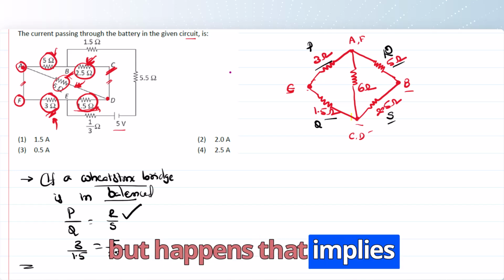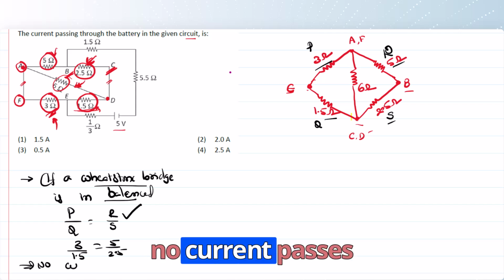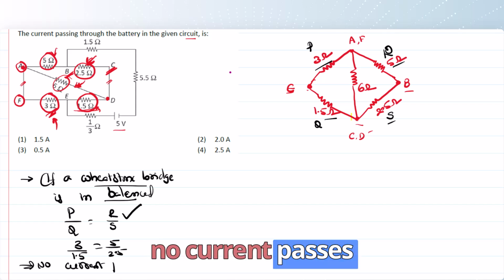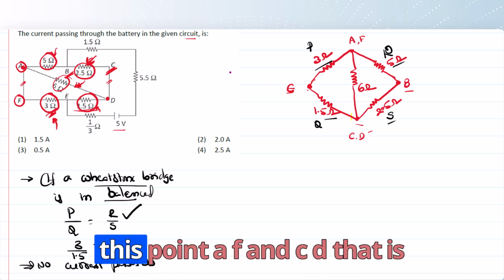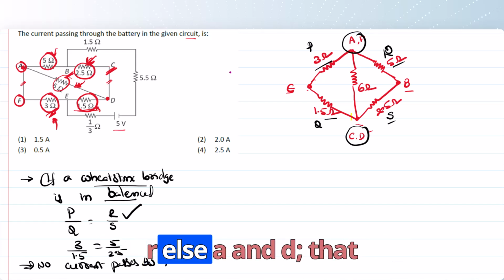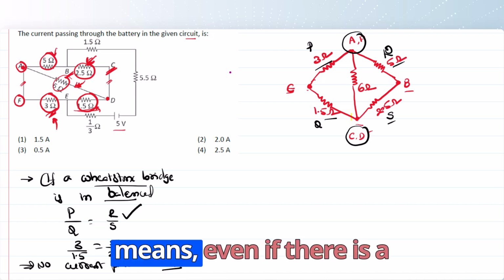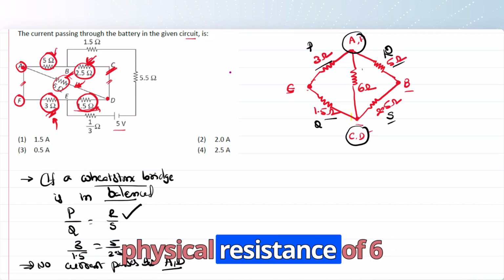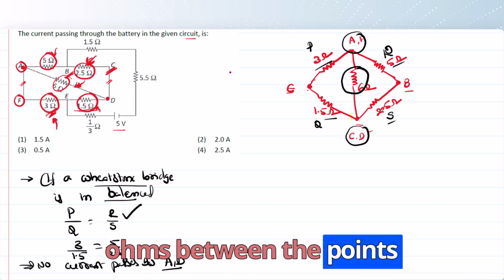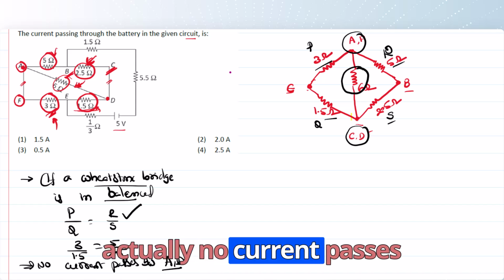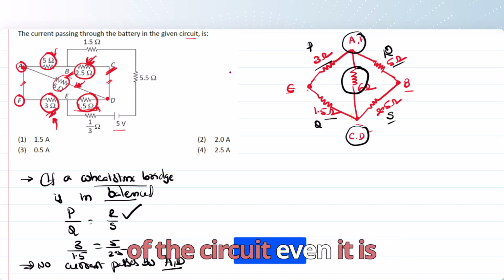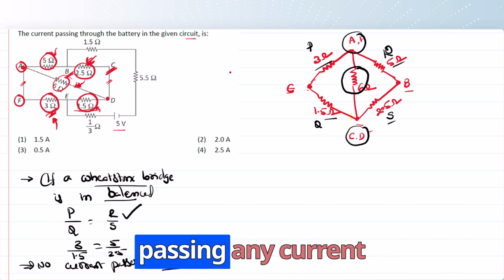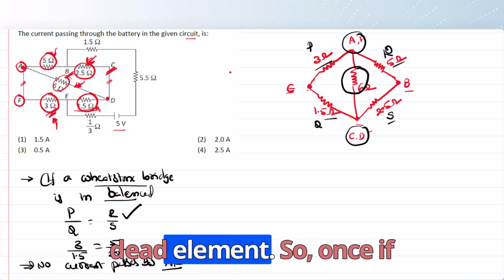What happens? That implies no current passes between the points A and D, or C and D. That means even if there is a physical resistance of 6 ohms between the points, actually no current passes through them. That becomes a dead element of the circuit. Even though it is physically there, it is not passing any current through it. So it's like a dead element.